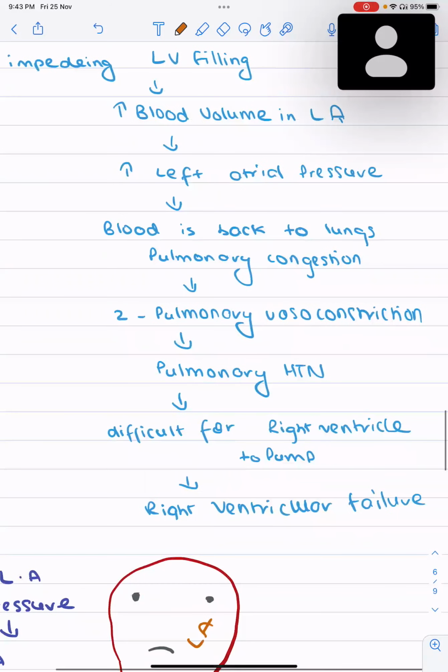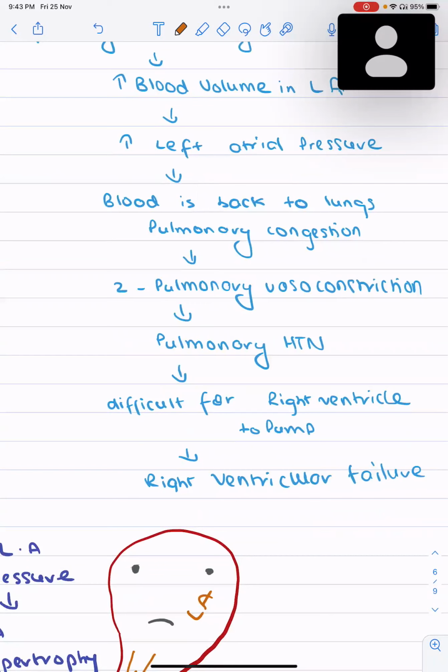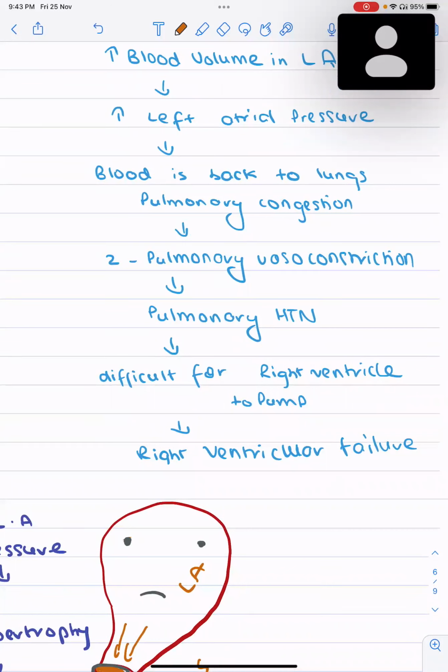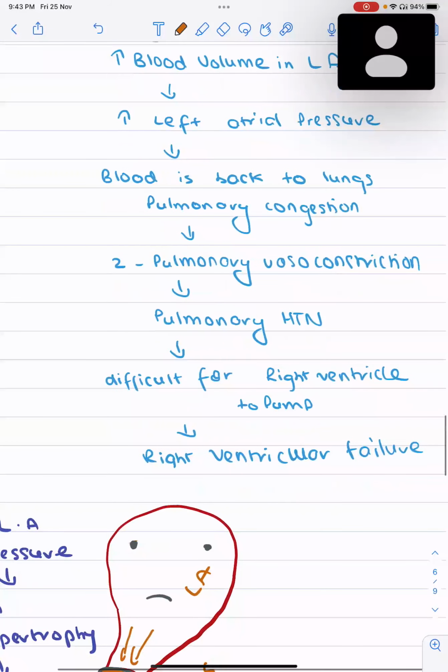So coming back to this, because of the increased left atrial pressure, there's going to be backflow. The blood is coming from the pulmonary side, so there's going to be pulmonary congestion. And because of that pulmonary congestion, what's going to happen? Secondary pulmonary vasoconstriction. And when vasoconstriction is happening, definitely there's pulmonary hypertension and backflow again. The pulmonary flow is coming from the right ventricle, so it's difficult for the right ventricle to pump, and eventually it's going to lead to right ventricular failure. Am I clear, guys?